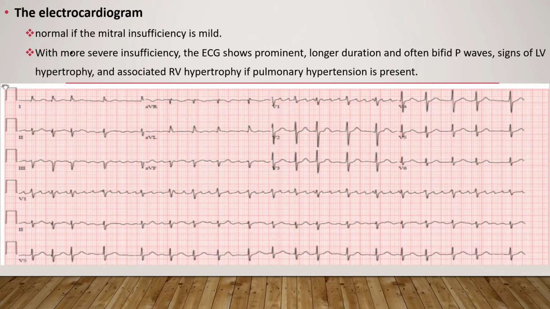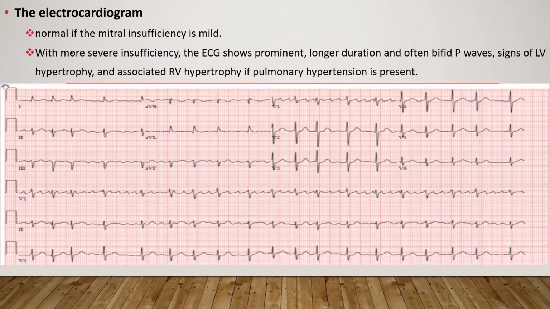When we see ECG findings of the patients with mitral insufficiency, normally the electrocardiogram and the chest radiographs are normal if the mitral insufficiency is mild. With more severe insufficiency, the ECG shows prominent, longer duration, and often bifid P waves. And also there are signs of left ventricular hypertrophy, as we see on this ECG, and increased right ventricular hypertrophy if pulmonary hypertension is present.